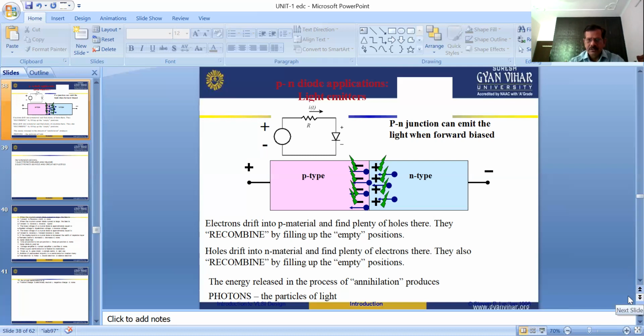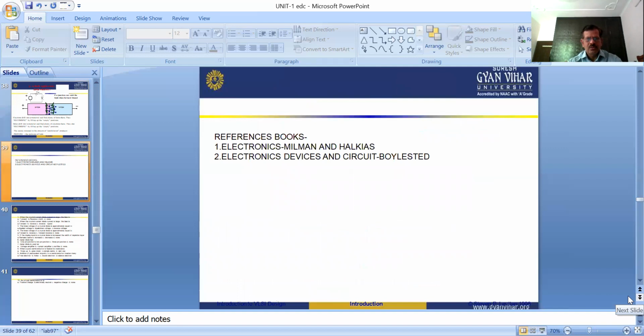Now these are some books which cover this lecture. First is Electronics, whose authors are Millman and Halkias. Second is Electronic Devices and Circuits, whose author is Boylestad. These are very useful books to cover this topic.